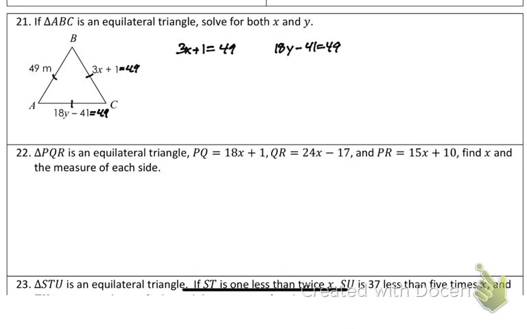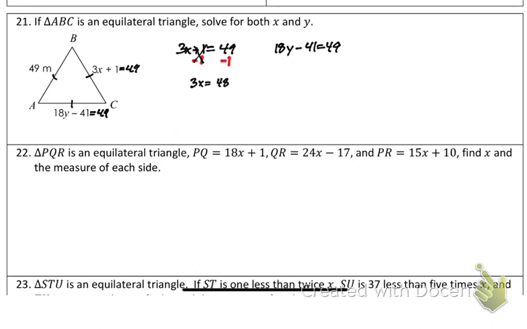Now remember, when we're solving for these, we always do our addition and subtraction first. So I want to deal with this positive 1 because you want x all by itself. What's the opposite of adding 1? Subtracting 1. So we're going to subtract 1, and we're going to make sure we do it from both sides. So I have 49 minus 1. My 1 and negative 1 cross out, and I have 3x equals 48.